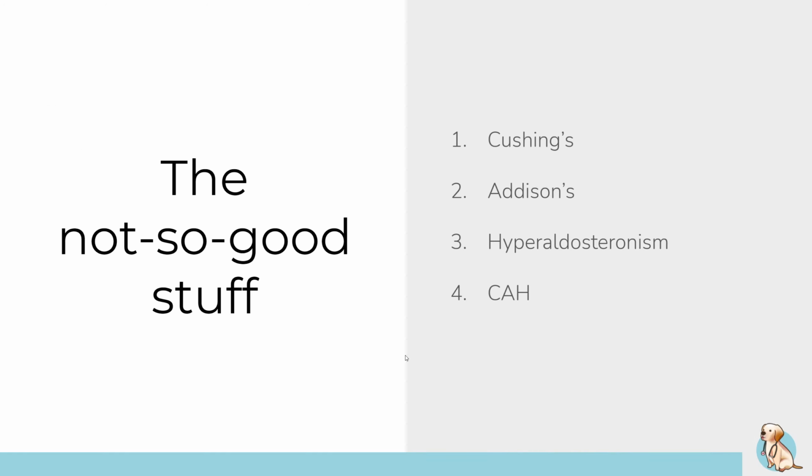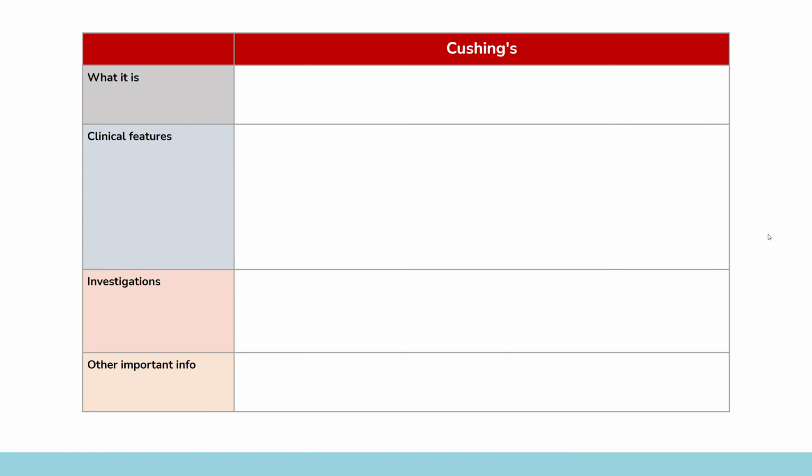Okay, so on to the conditions now. We'll start with Cushing's syndrome. So what is Cushing's? Cushing's is when you have excess cortisol. There's two categories for this. So you have this thing called primary Cushing's or Cushing's disease, which is when you have a pituitary tumor which produces ACTH. Because if you have high ACTH, that will lead to high cortisol.